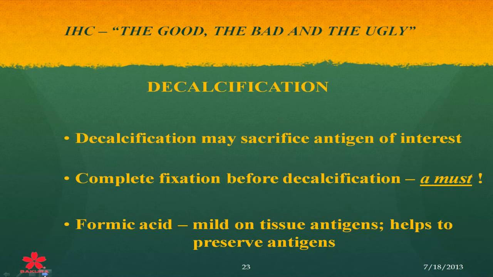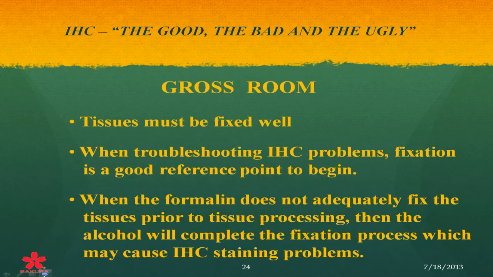Decalcification can also sacrifice the antigen of interest. Complete fixation before decalcification is strictly a must. Formic acid, we found, is mild on tissue antigens, and it helps to preserve the antigens. Tissues must be fixed well, and when troubleshooting IHC problems, fixation is a good reference point to begin. When the formalin does not adequately fix the tissues prior to the tissue processing, then the alcohol will complete this process, which may cause IHC staining problems.